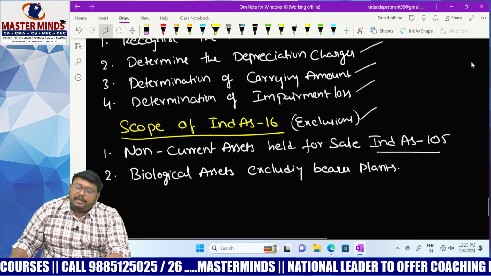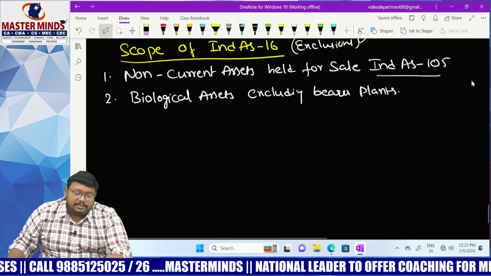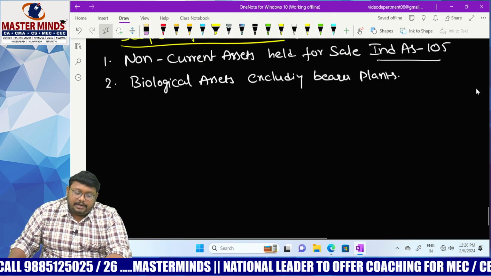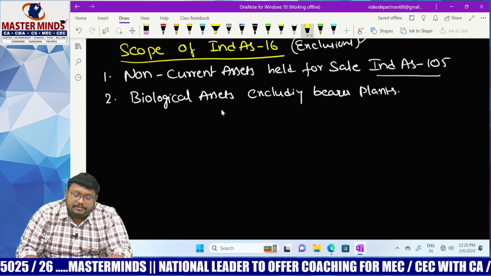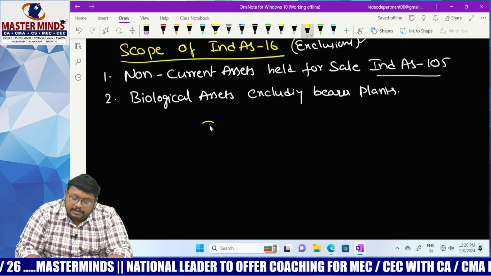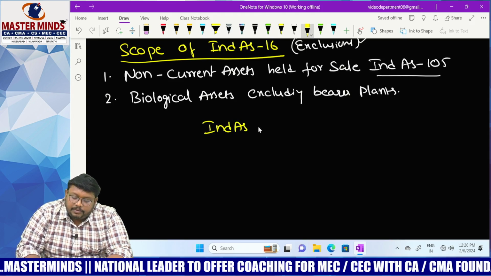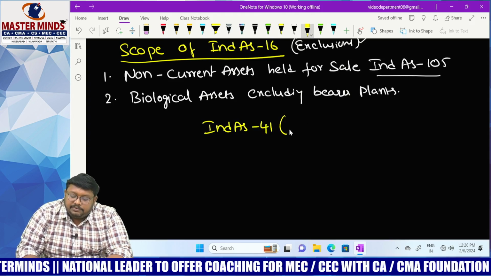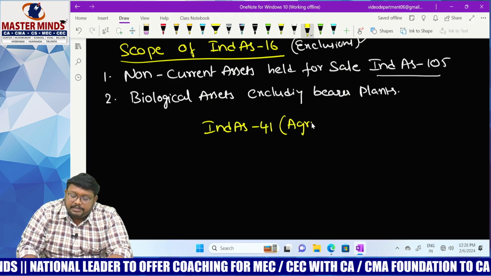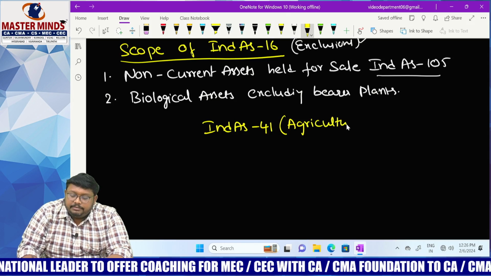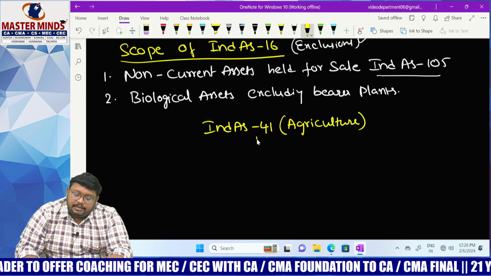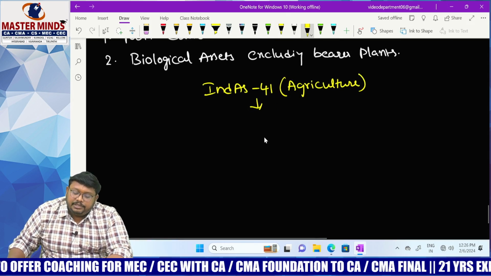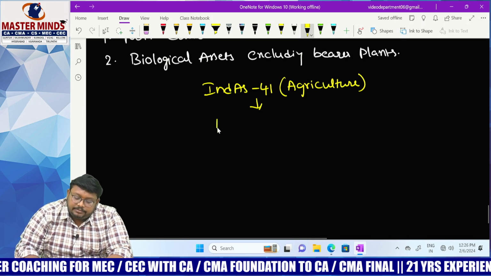Sir, what are biological assets and what are bearer plants? In order to understand that, we have a separate accounting standard for agriculture, Ind AS 41. The standard name is Agriculture. Ind AS 41, agriculture, gives the definition relating to biological assets.